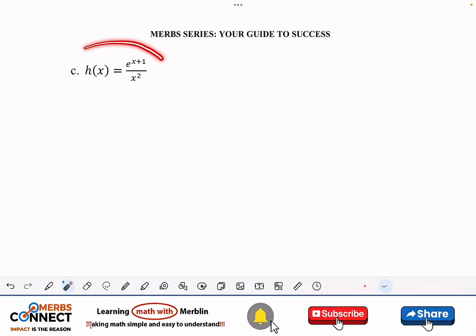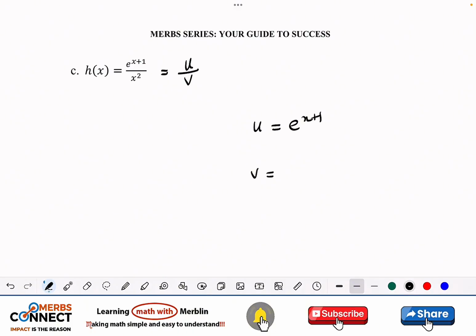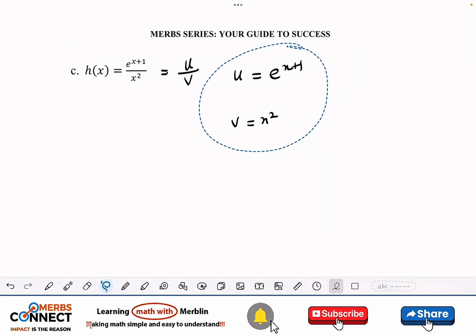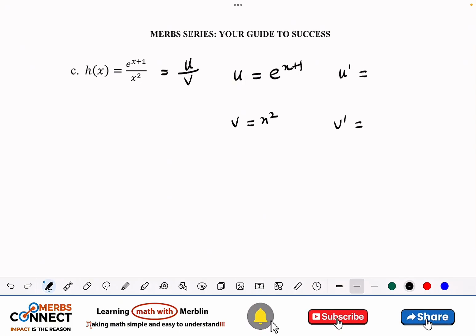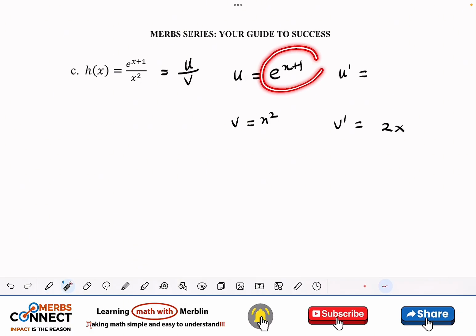Now let's do this one again. This one we are going to use the quotient rule. So as soon as I identify this as a quotient rule, I pick u divided by v, and now I need u is equal to e to the power x plus 1, and then v is equal to x squared. So having this here will now help me to differentiate u prime and v prime. So what is v prime? x squared gives 2x, and then we'll just learn how to differentiate an exponential function.